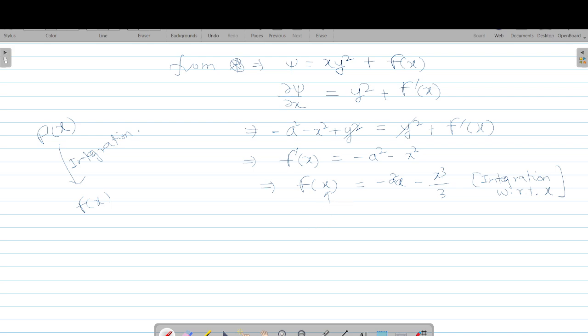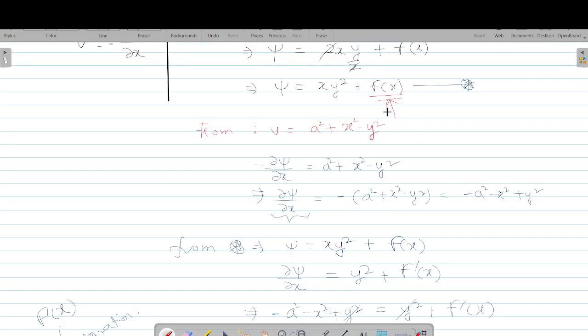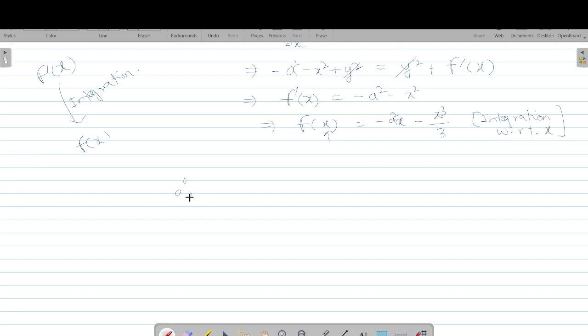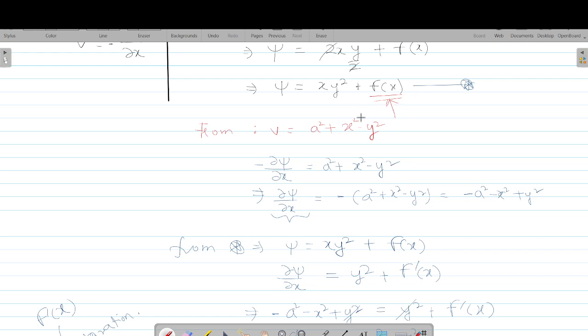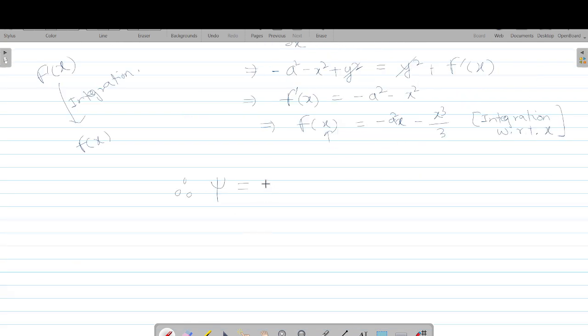So now I am happy that I have got f of x. I can put this here to get my stream function. So my stream function is equal to what? From the star equation, xy square plus f of x, and using some tricks I have found the value of f of x as well. So that will be xy square plus minus a square x minus x cube over 3, and this is the value for psi, and this certainly is my answer.